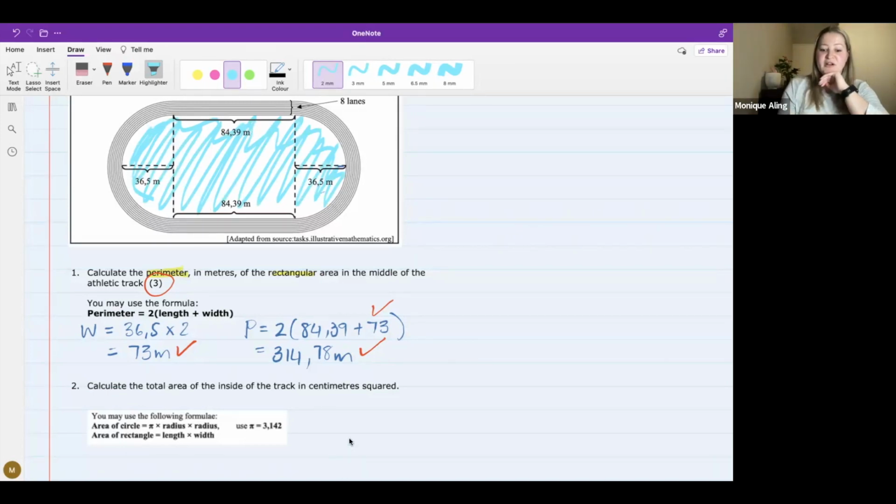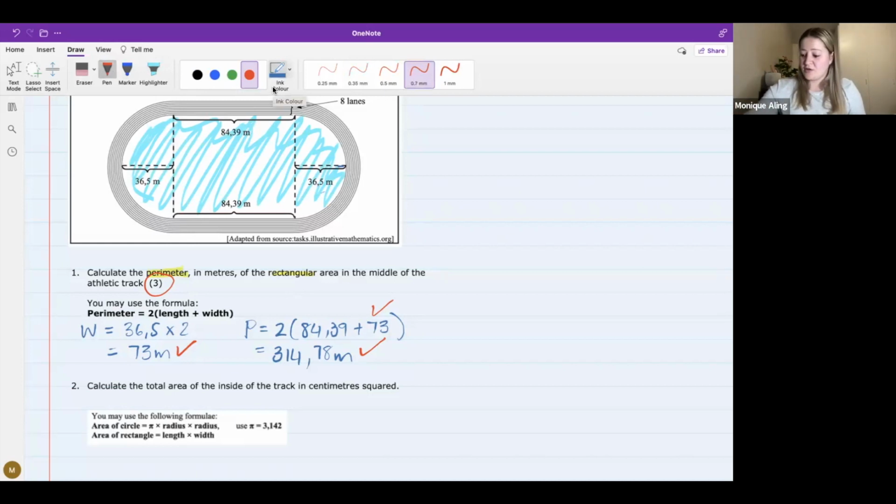So because it's not a regular shape that we are used to, we're going to divide it into the shapes that we do know. So we have our rectangle. So we can work out the area of the rectangle, and we have all the sides necessary. So you work out the area of the rectangle, which is the second formula there.